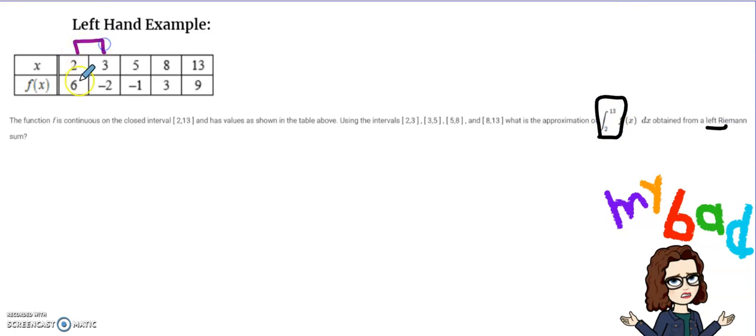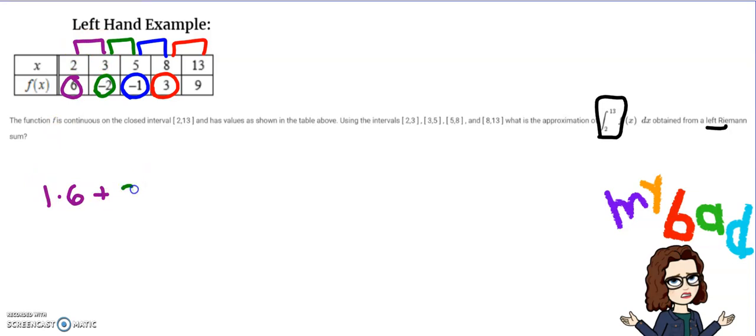I'm going to go, here's one rectangle using my left height. Here's my second rectangle using my left height. Here's my third one using my left height. And then I'm supposed to go from 8 until 13 using my left height. So the purple one has a width of 1 and a height of 6.